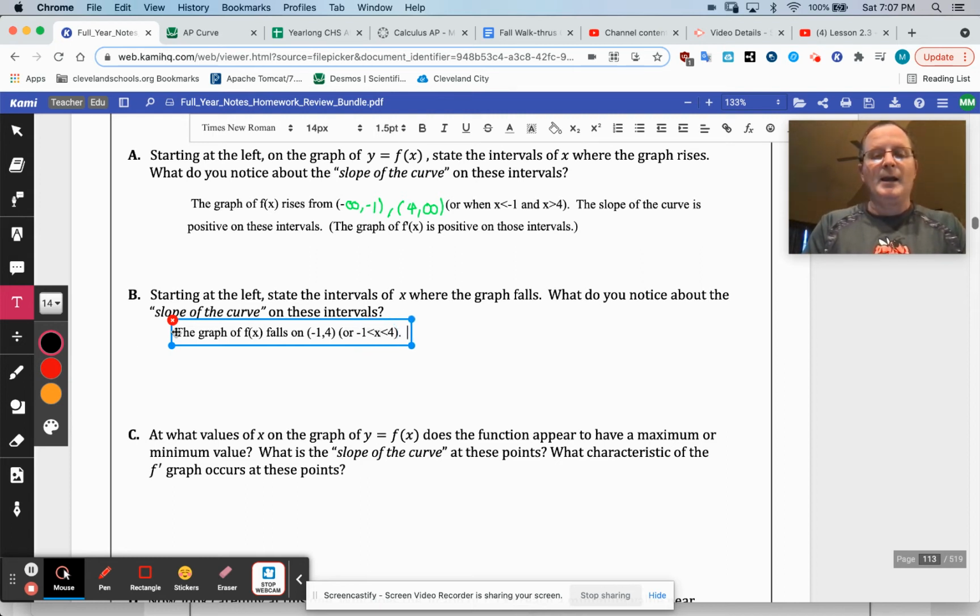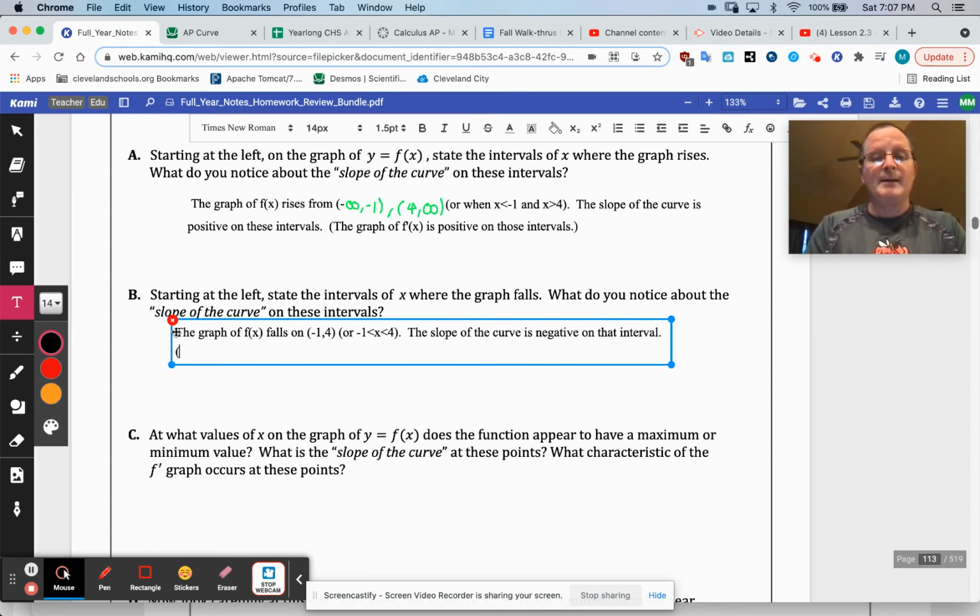The slope of the curve is negative on that interval. There's just one. But also at the same time, I want to make note that the graph of f prime of x, the graph to the right, is negative because it represents those slope values. And we talked about this too.